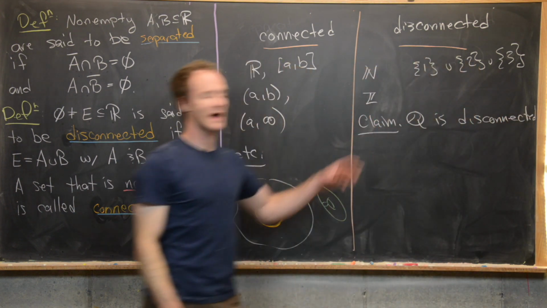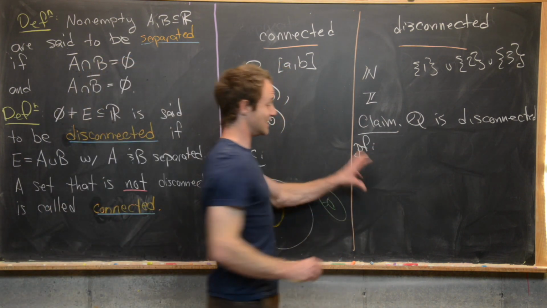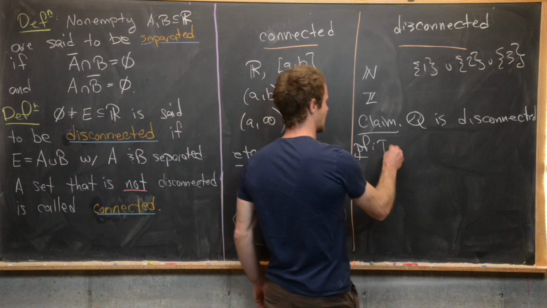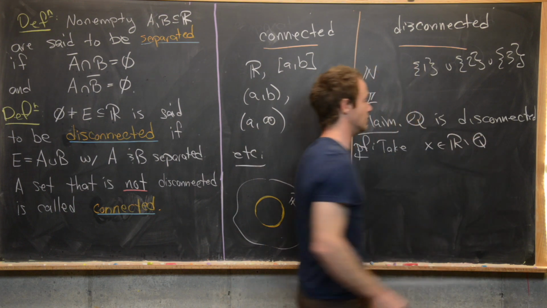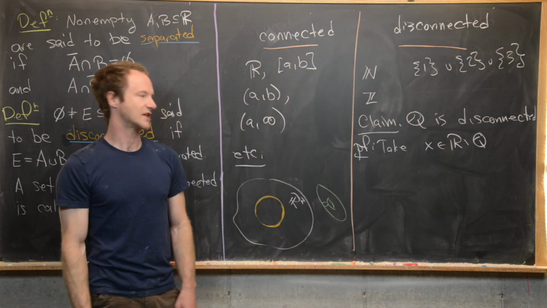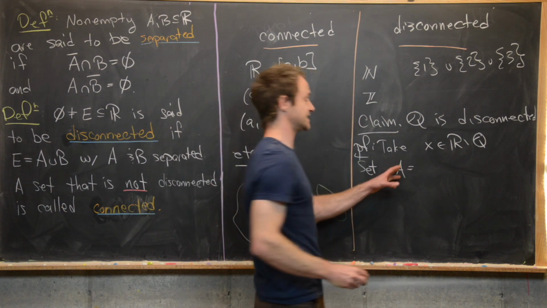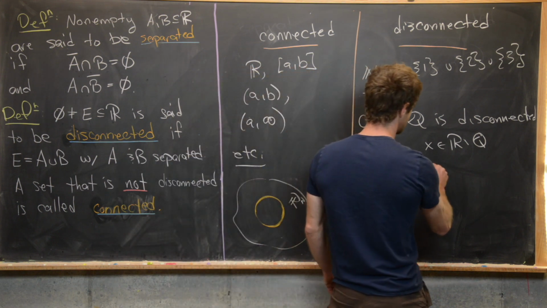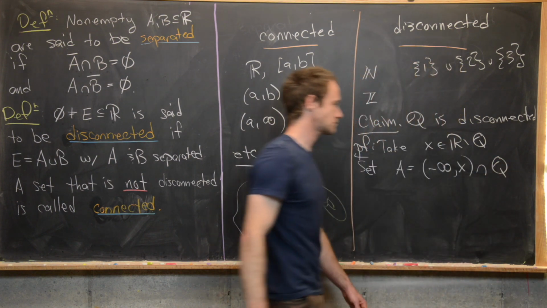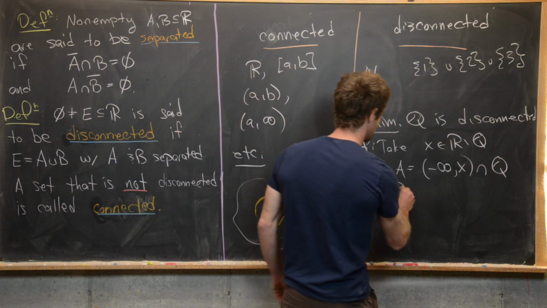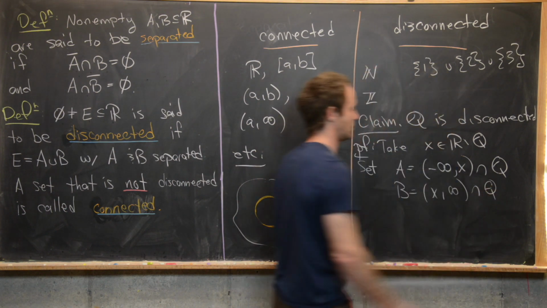And this might seem like it should be a bit hard to prove, but it's actually really, really quick. So we could do it just in this space right here. Let's go ahead and take an element X from R, but not in Q. So in other words, X is an irrational number. And then the next thing that I want to do is set capital A. This will be equal to (minus infinity, X) intersected with Q. Great. And then let B equal the set (X, infinity) intersected with Q.